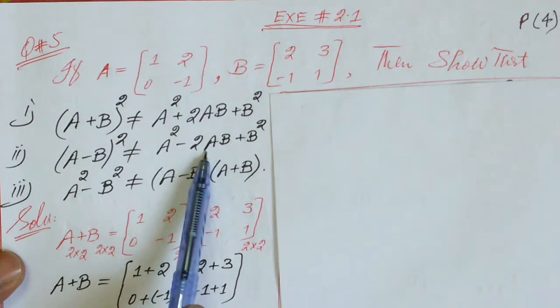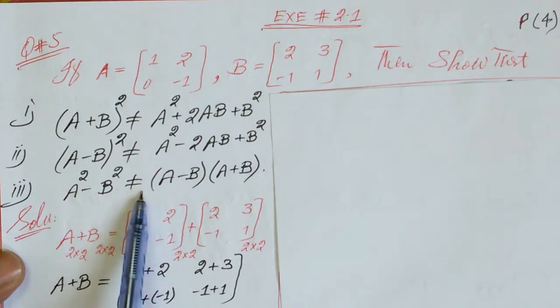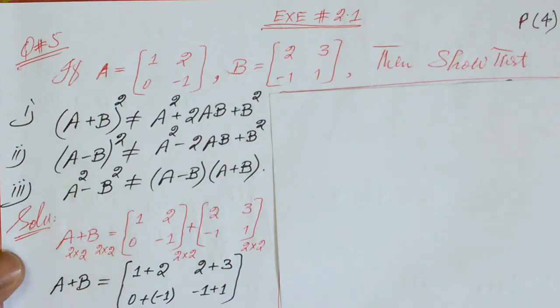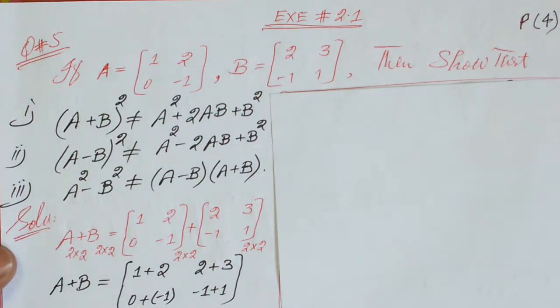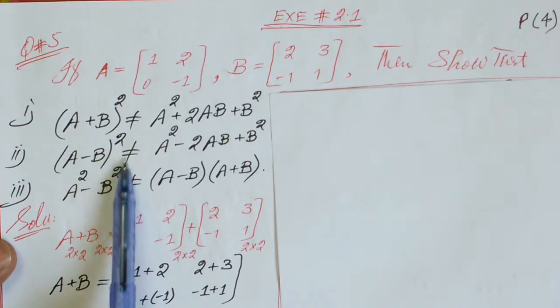not equal to A square minus 2AB plus B square, and the third part is A square minus B square is not equal to A minus B multiplied by A plus B. The formula holds, that is A plus B whole square is equal to A square plus 2AB plus B square, or A minus B whole square is equal to A square minus 2AB plus B square, or A square minus B square is equal to A minus B multiplied by A plus B, when A, B are real or complex numbers. In case of matrices, the condition fails to hold.